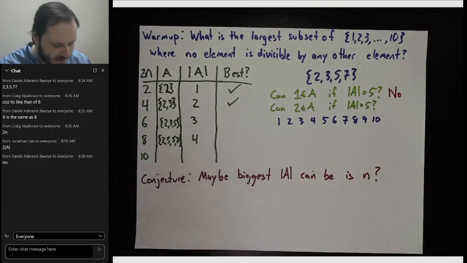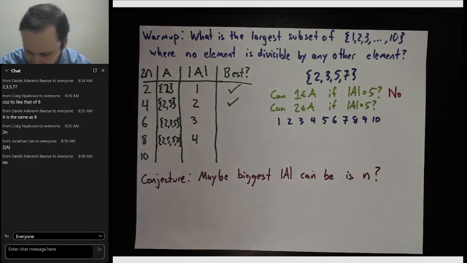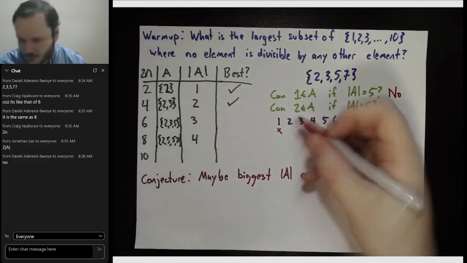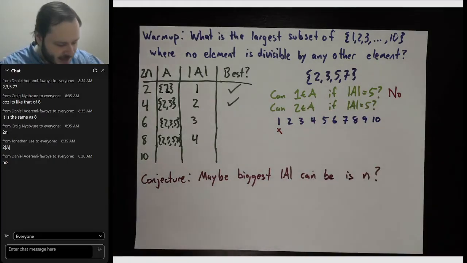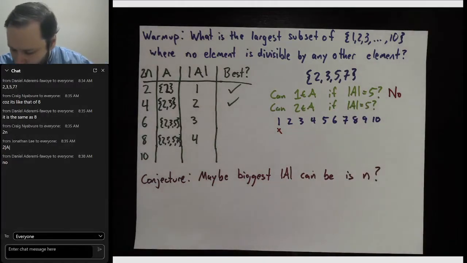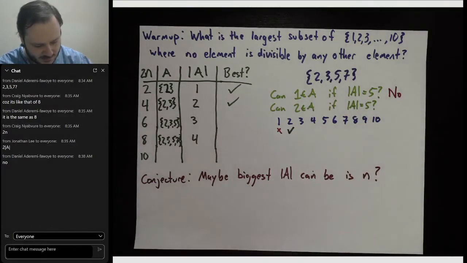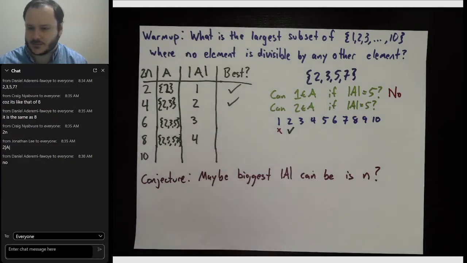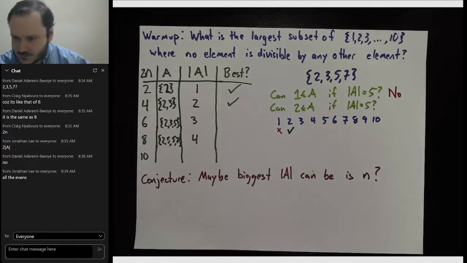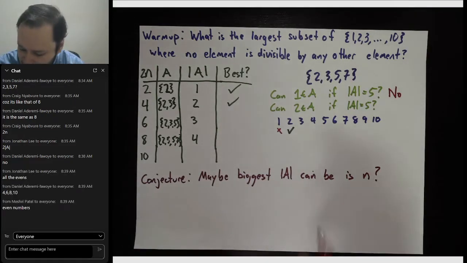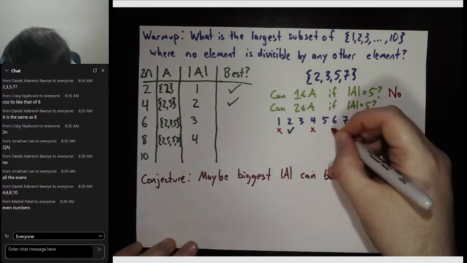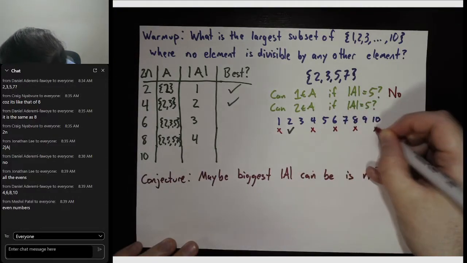I already know I can't have 1. If I accept 2, what do I have to reject? All the evens, right? Once 2 is in, that means 4 is out, 6 is out, 8 is out, 10 is out.